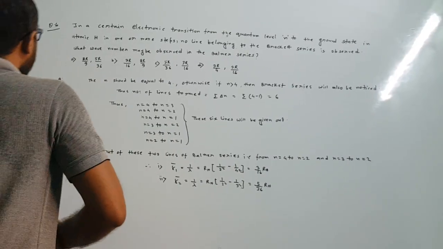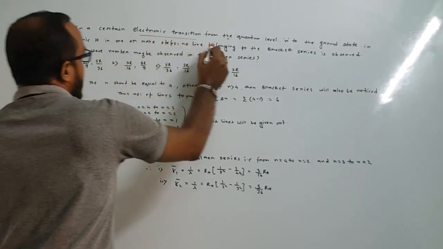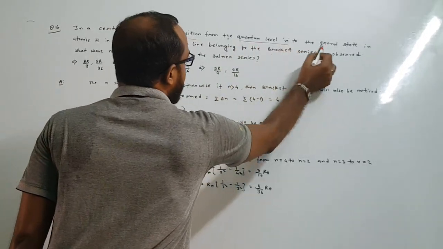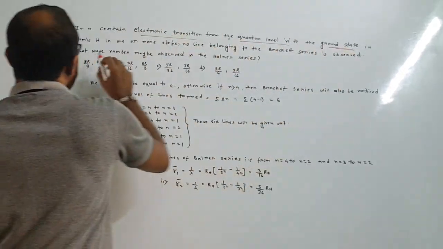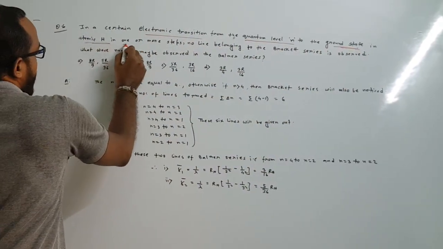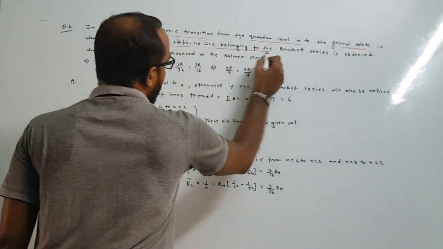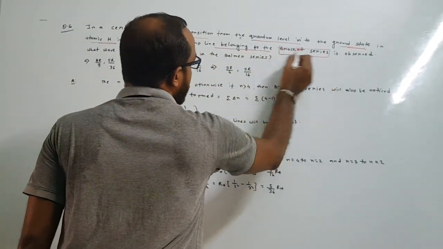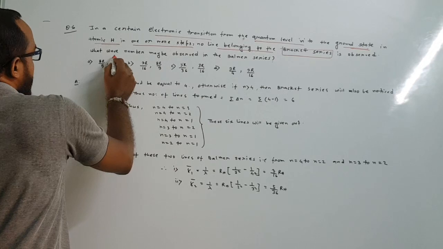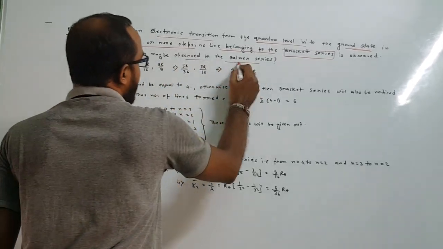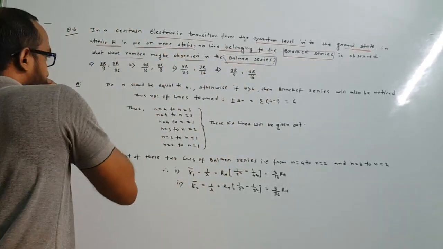So let us see one question. In a certain electronic transition from quantum level n to the ground state in atomic hydrogen, in one or more steps, no line belonging to the Brackett series is observed. What wave number may be observed in the Balmer series? So this is a very important question.